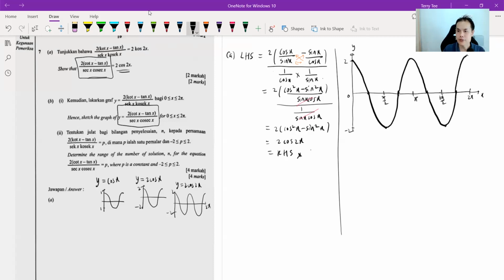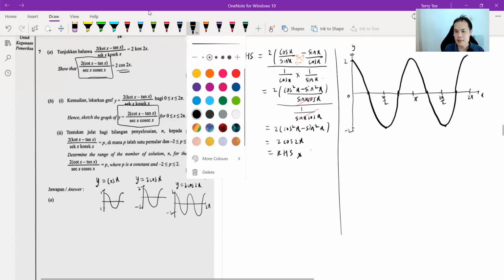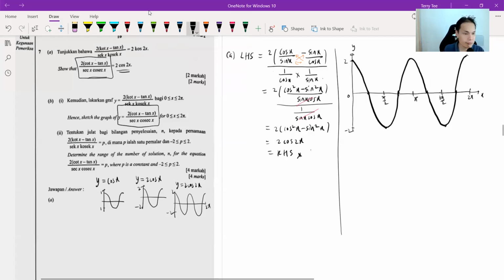Oh, this is a masterpiece. Right. Now, the next thing is this. I've drawn my graph. Okay. They say determine the range of number of solutions n for this equation equals p, where p is a number between -2 and 2. Okay, I like this question.